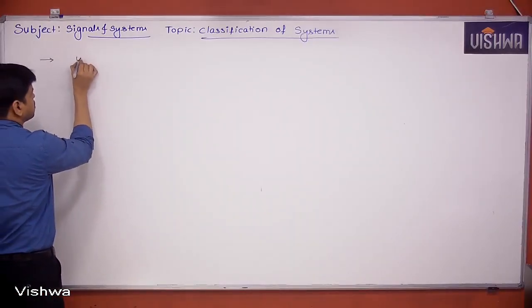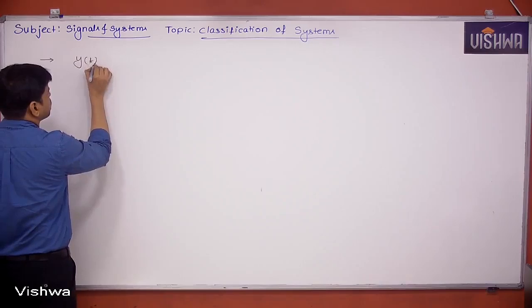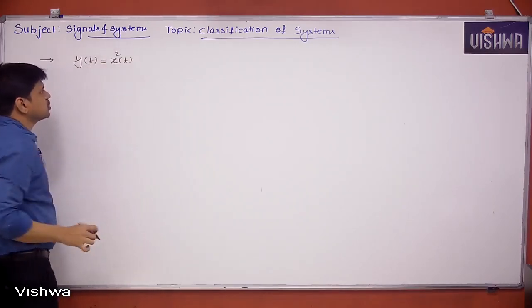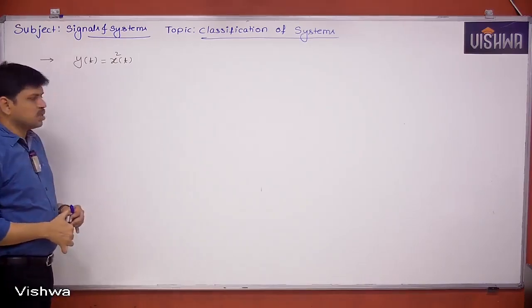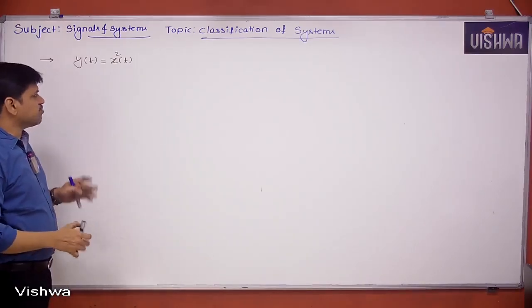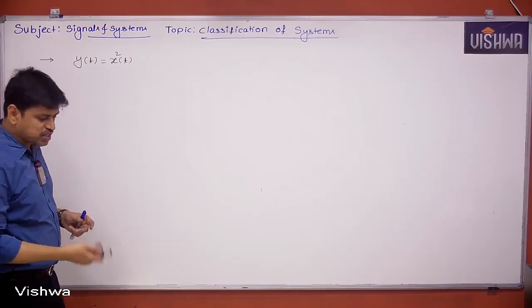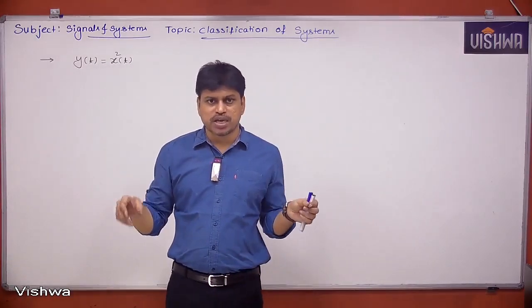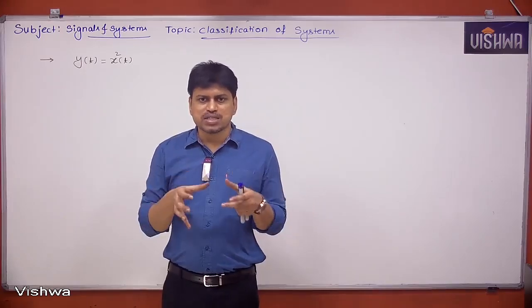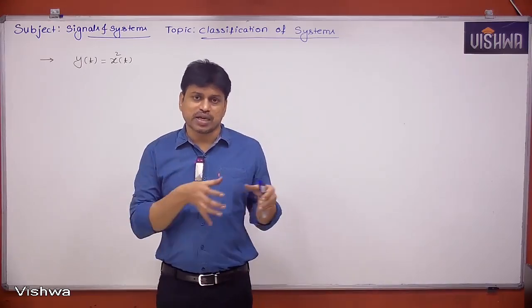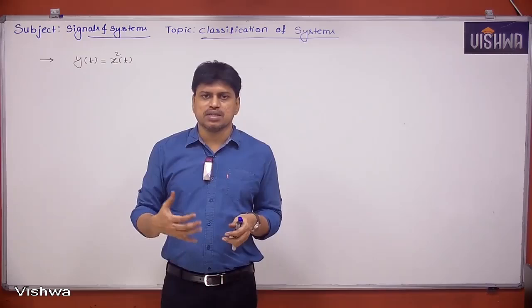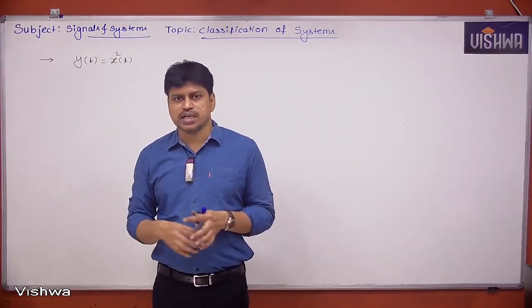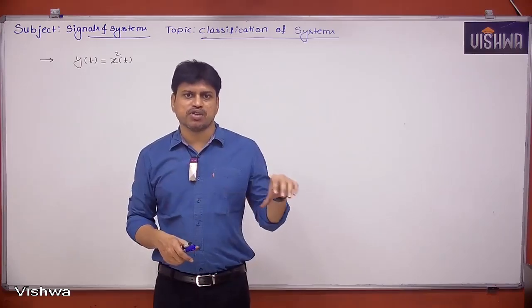Let's take an example. y of t is equal to x of t square. Now try to understand what is the functionality of the system. What is the functionality of the system means, suppose if the input is x of t, we are getting the output x square of t. That means what the system is doing on the input signal so that I can get the output. So simply I can say the system functionality is squaring the input. Whatever the input you are giving, it doesn't matter. It will simply square it and give us the output.